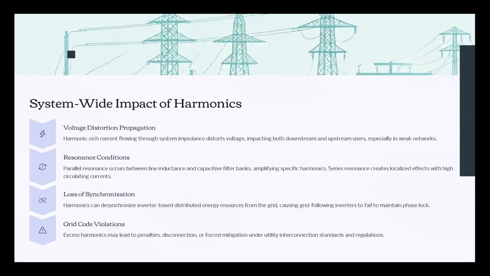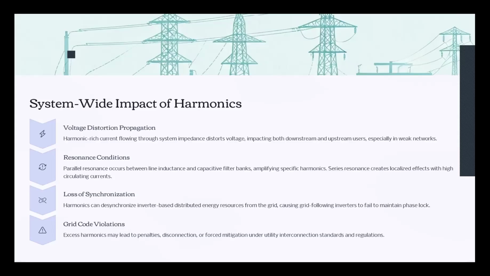We could have a series resonance that is caused by high circulating current in a localized part of our network, damaging the equipment and causing overheating. This happens when inductive and capacitive elements line up in series, leading to dangerous current spikes in that specific area.